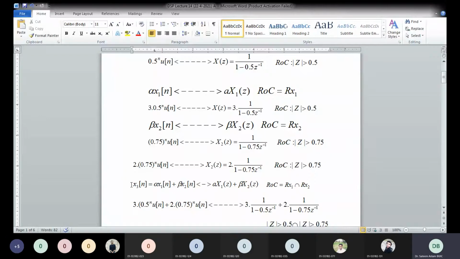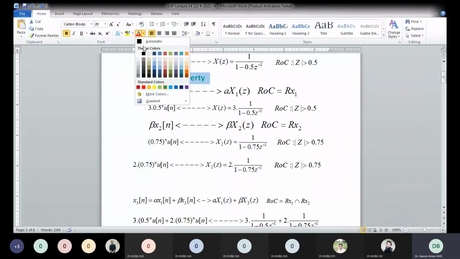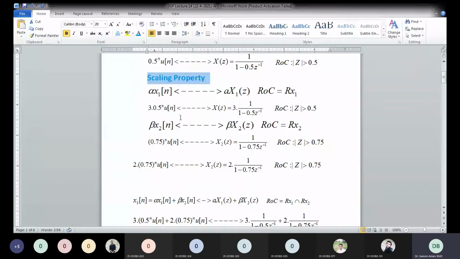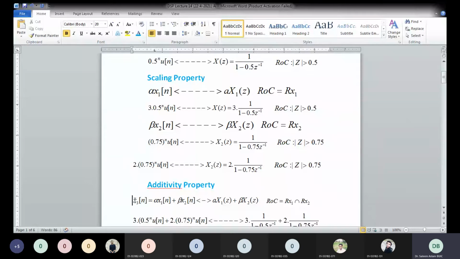Now next is the additivity property. So let me write it here, scaling, and let me write additivity property, and together let me use a different color, so that you will not get confused why we have three headings for the same property. This is the additivity property. Additivity. So what you know is that for the principle of superposition you need to support both scaling and additivity.